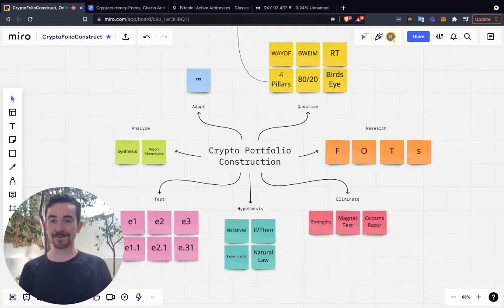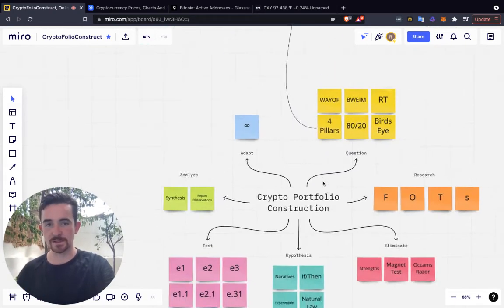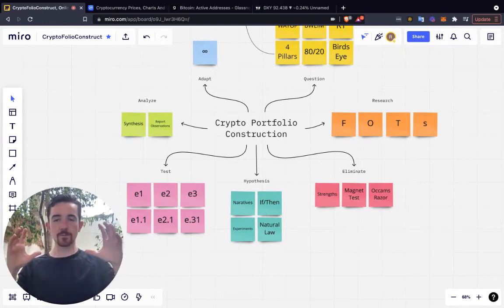I refer to it a lot because it is very, very important, but it's basically trying to understand, zooming out, once you've identified a project. So zooming out is what that first part was. Remember, we talked about these four different types of digital assets: currencies, protocols and platforms, asset-based tokens, and value passes. And again, these are very, very broad categories.